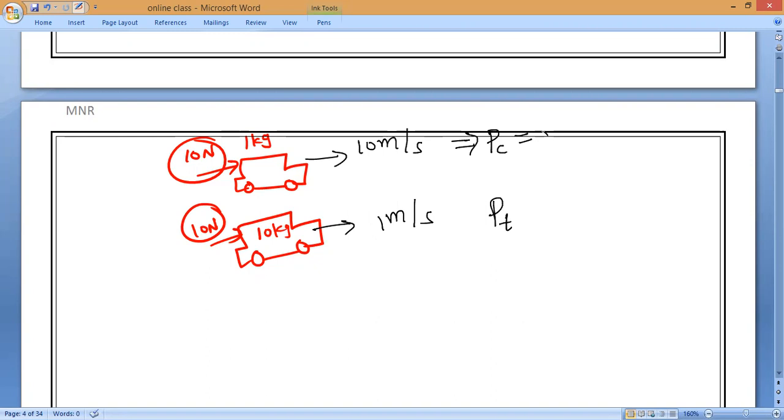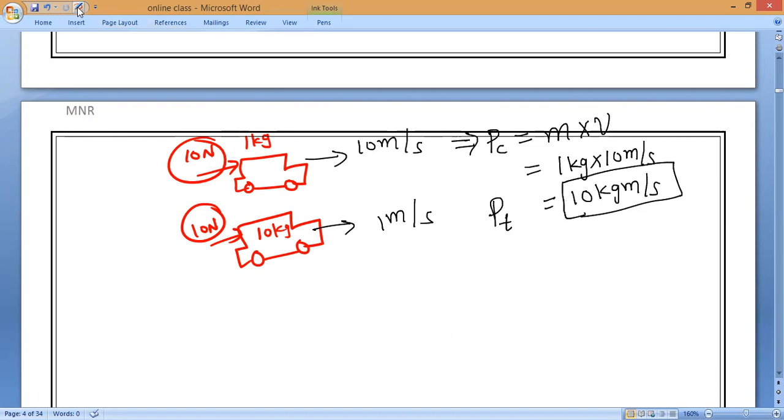What is the momentum of the car? Mass of the car into velocity of the car. Mass of the car is 1 kg into velocity of the car, 10 meter per second, which equals 10 kilogram meter per second. Is it yes or no? Everybody, will you accept it or not? Yes, sir. Now calculate the momentum of the truck.